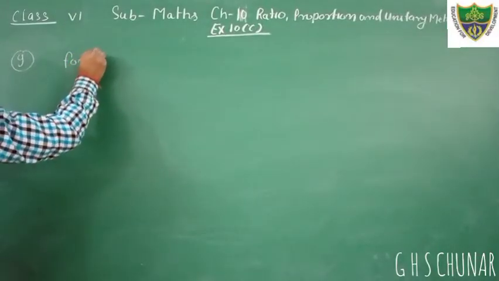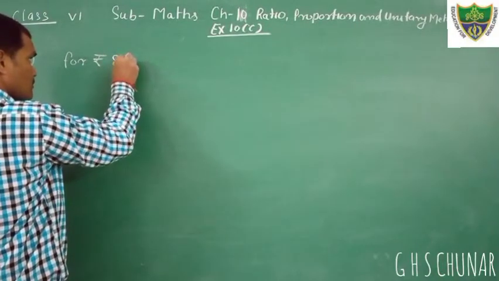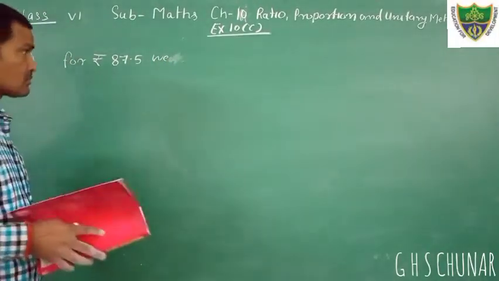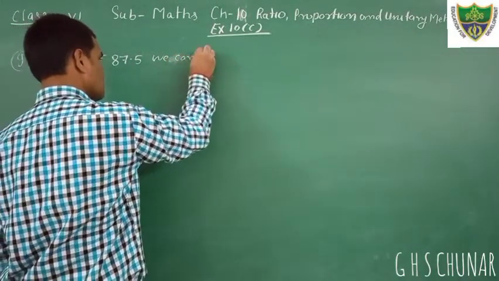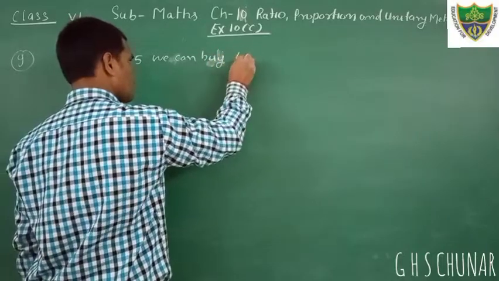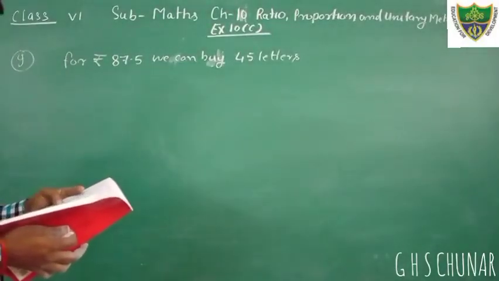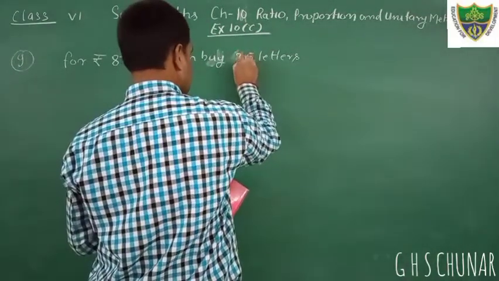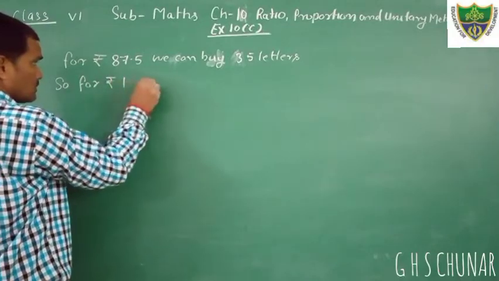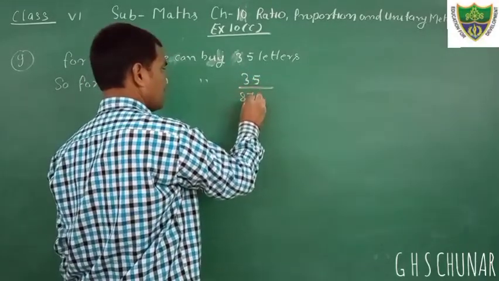4 rupees, 87.5 liters. B can buy 35. So 4 rupees, 1 rupee, we can buy 35 upon 87.5 liters.